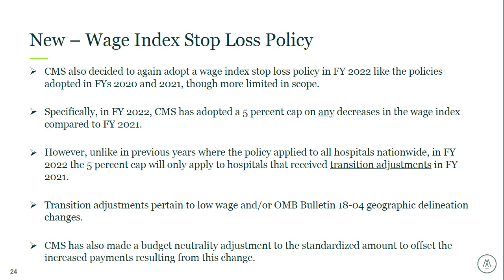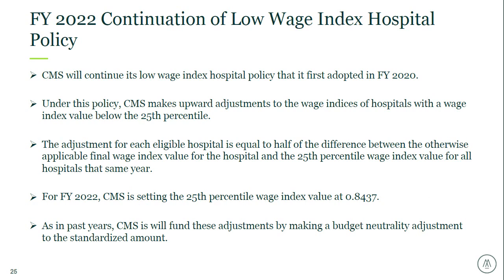CMS will continue its low wage index hospital policy that it first adopted, though, in 2020. So under this policy, CMS makes upward adjustments to the wage indices of hospitals with a wage index value below the 25th percentile. The adjustment for each eligible hospital is equal to half the difference between the otherwise applicable final wage index value for the hospital and the 25th percentile wage index value for all hospitals that same year. So for fiscal year 2022, CMS is setting that 25th percentile wage index value at 0.8437. This value is very similar to what they published in the preliminary rule. As in past years, CMS will fund these adjustments by making a budget neutrality adjustment to the standardized amount.